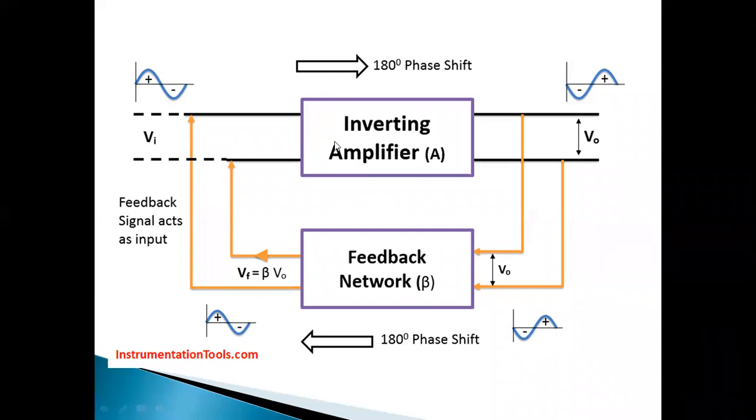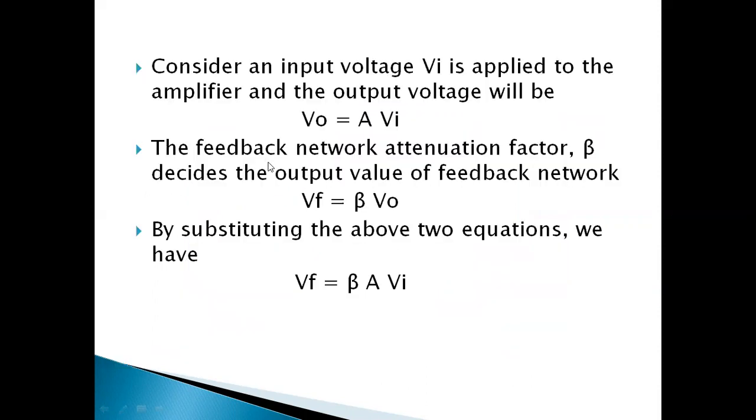Mathematically, we can also say it like this: VF is equal to VI. What is the input voltage? The input voltage is the output voltage of the feedback network. Okay, so VF is equal to VI. If VF is equal to VI, then what is A beta? If the output voltage of the feedback network is equal to the input voltage of the basic amplifier, then VF equal to VI, and A beta becomes 1.